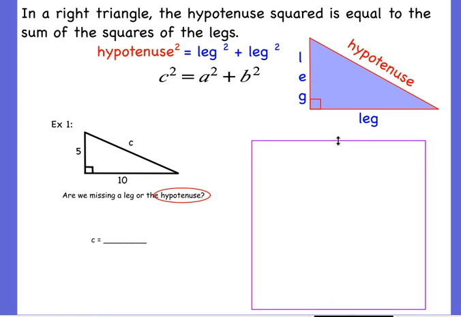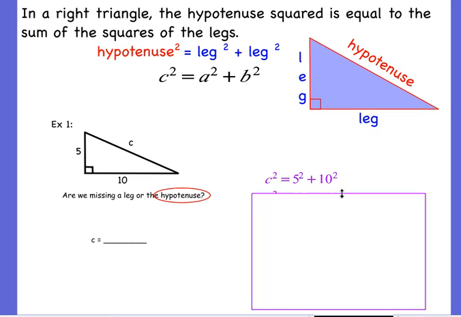We know that we are looking for the hypotenuse. So c to the second power is going to be equal to leg squared, so 5 squared, plus the second leg squared, 10 squared. So 5 squared, that means 5 times 5, which is 25. 10 squared means 10 times 10, which is 100. Now we're going to have 125.